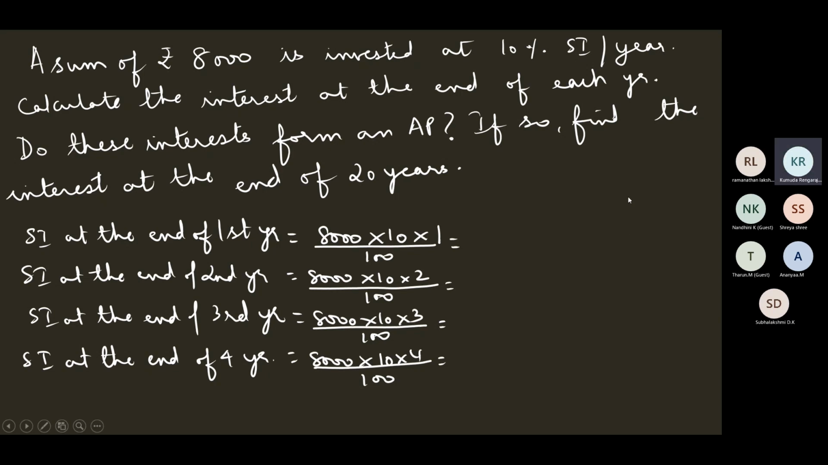Yes, children. So do the interest form an AP? Yes, ma'am. What is the interest at the end of the first year? 800. At the end of the second year? 1,600. So do these interests form an AP? Yes, they form an AP. Find the interest at the end of 20 years. 16,000. Is it A20 or S20?